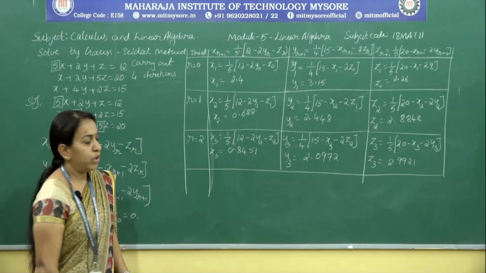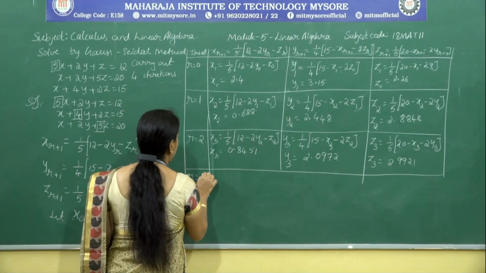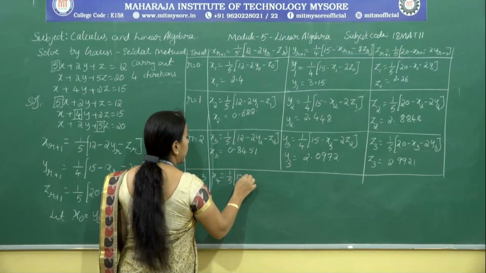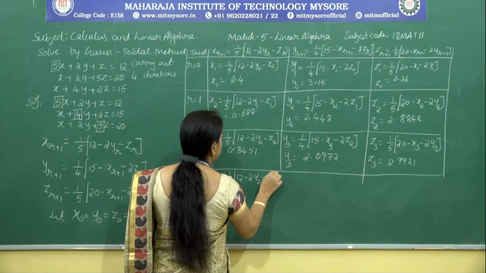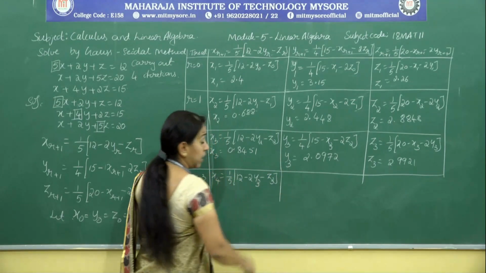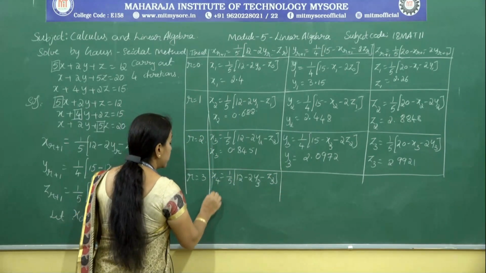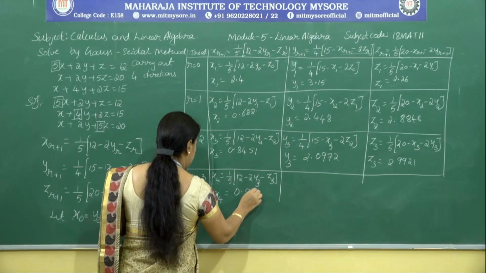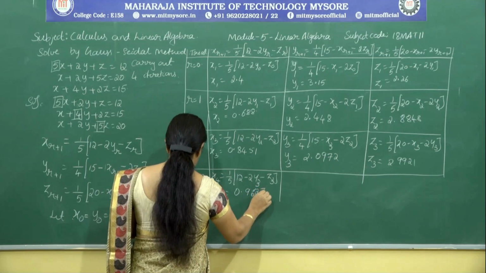Of course, we are left with one more trial, that is r equal to 3. We will get x4 as 1 by 5 into 12 minus 2 times of y3 minus z3. Of course, we calculated y3 and z3, right? So that your x4 is 0.9627.